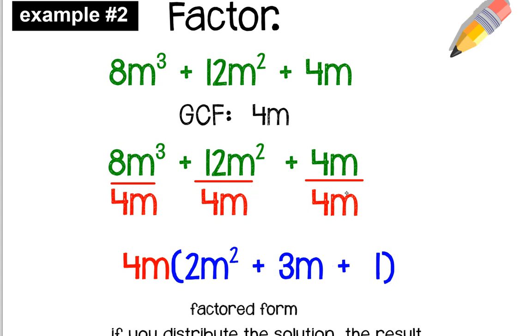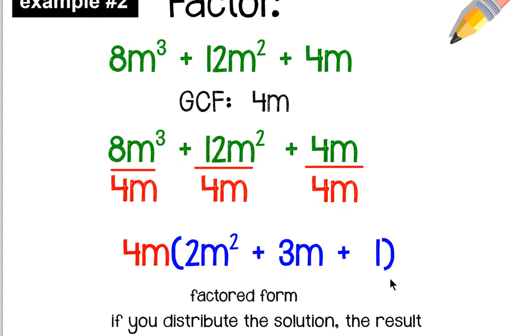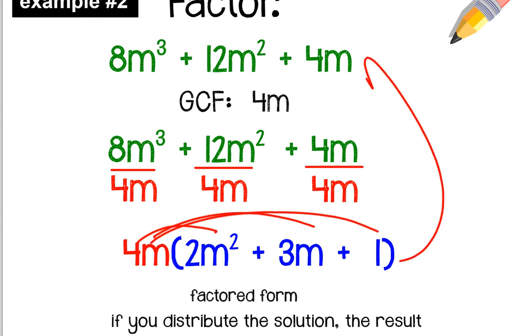And this one can be a little tricky. 4m divided by 4m does cancel out, but it does not make a 0. It makes a whole, so you have to put that 1 in your answer. Don't forget, if you distribute your solution, it should always come back to be your original polynomial.